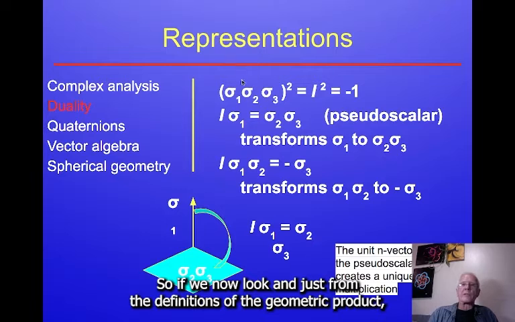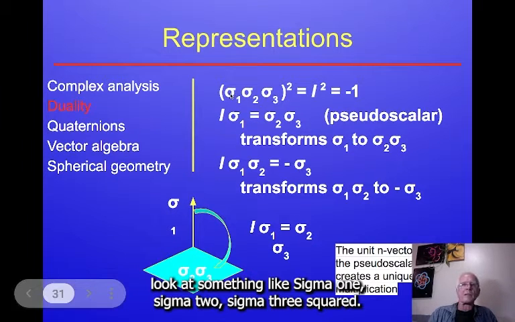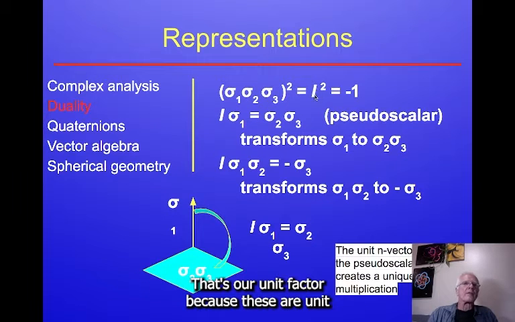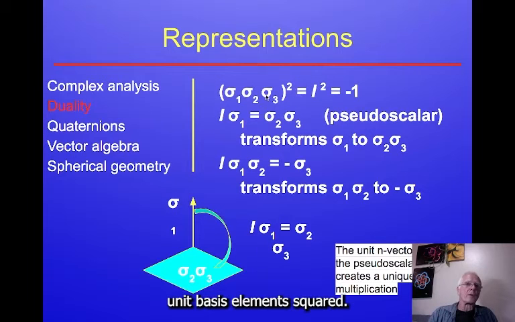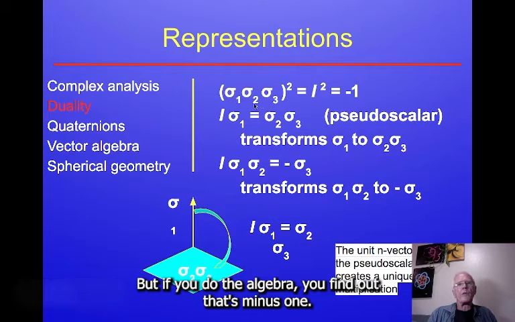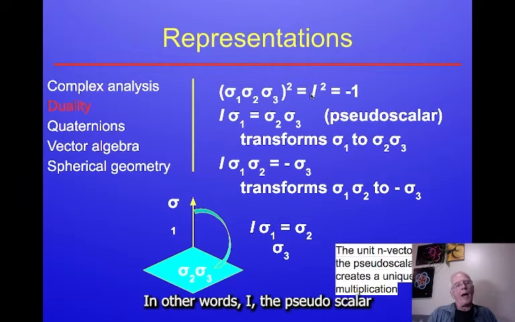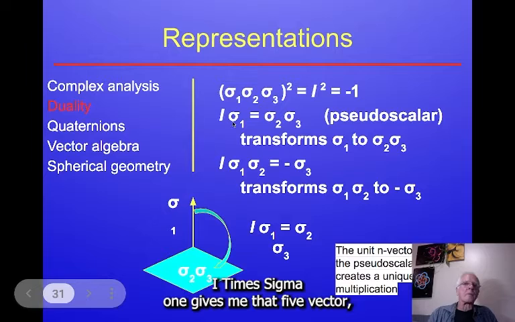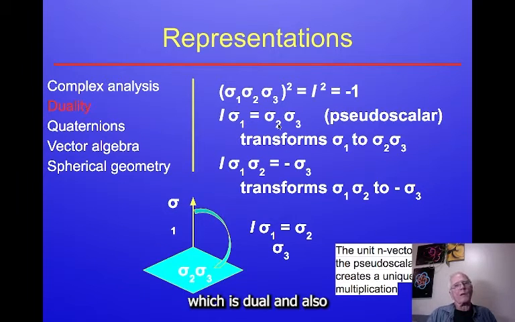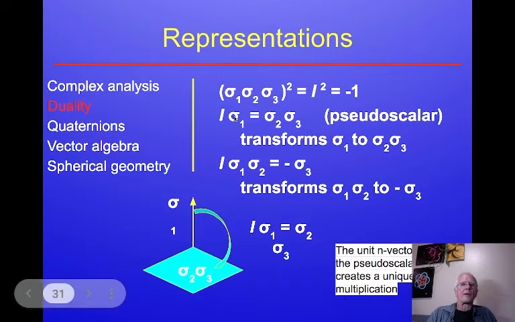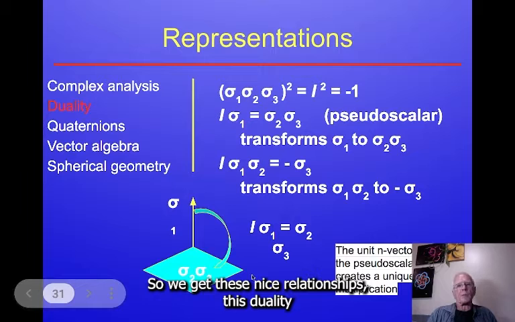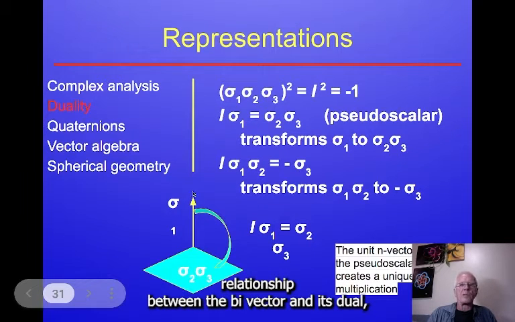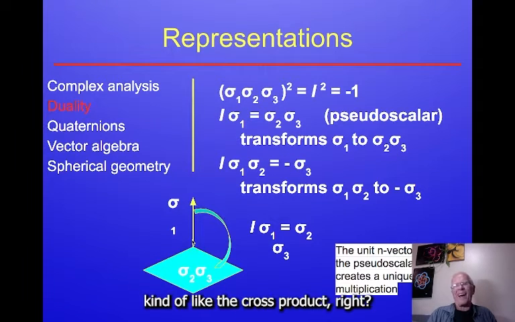So if we now look, just from the definitions of the geometric product, at something like sigma 1, sigma 2, sigma 3 squared, that's our unit vector, because these are unit basis elements, squared. But if you do the algebra, you find out that's -1. In other words, I, the pseudoscalar squared, is -1. And this is true in any dimension, not just for complex numbers. I times sigma 1 gives me the bivector, which is dual and also perpendicular to the vector. And likewise for the others. So we get these nice relationships, this duality relationship between the bivector and its dual, which is perpendicular. Kind of like the cross product, right?